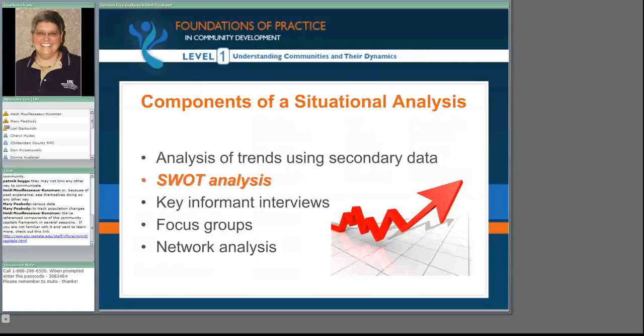Let's talk about a SWOT analysis. Any other comments on using secondary data? Anybody ever find themselves in a pickle because of the way in which they used it, or they weren't careful about using it? Or created a storm?